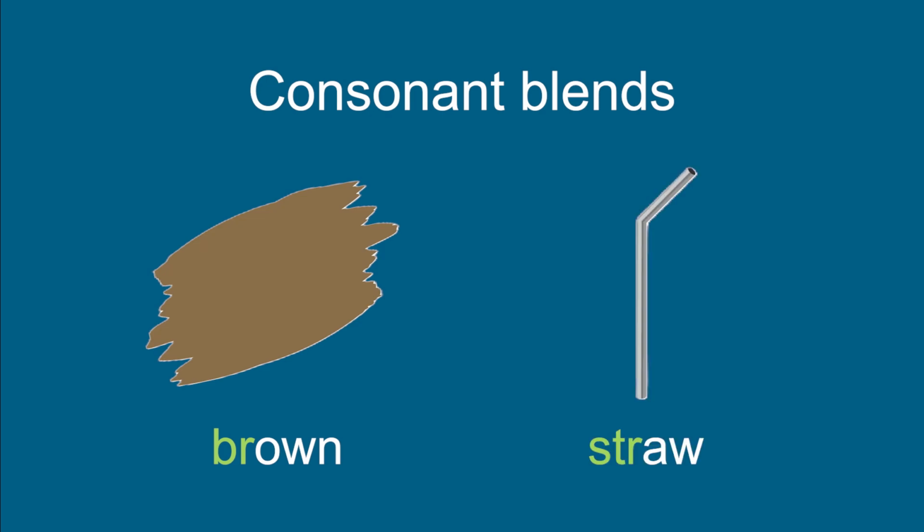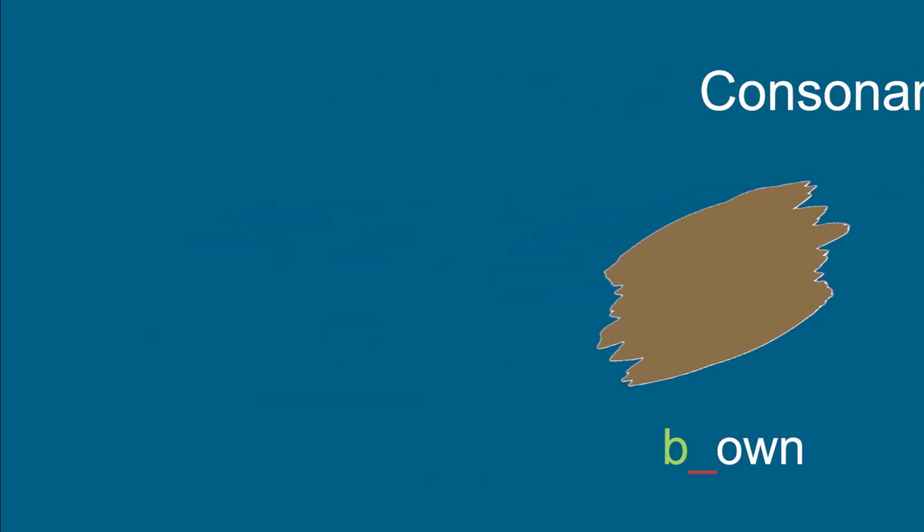R can also occur as part of a consonant blend. A consonant blend is when 2 or 3 consonants are beside each other and blend together, like in brown or straw. Your child might have difficulty with blends and say things like bown or stwa.